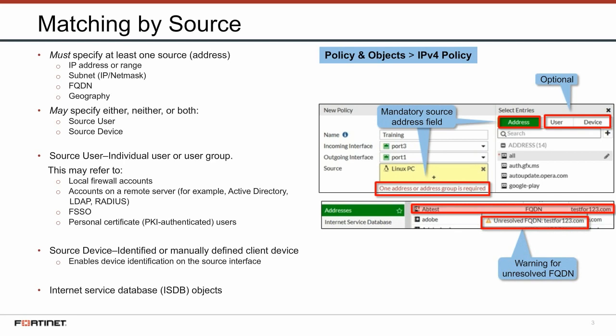When selecting a fully qualified domain name, FQDN, as the source address, it must be resolved by DNS and cached in FortiGate. Make sure FortiGate is configured properly for DNS settings. If FortiGate is not able to resolve an FQDN address, it will present a warning message, and a firewall policy configured with that FQDN may not function properly.